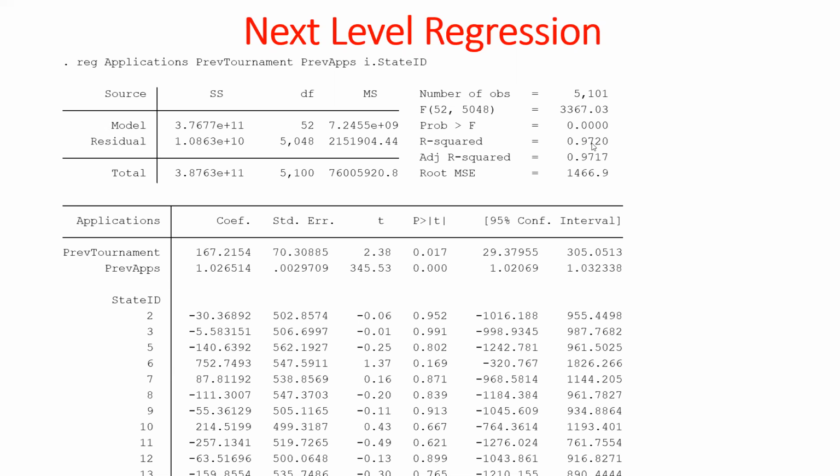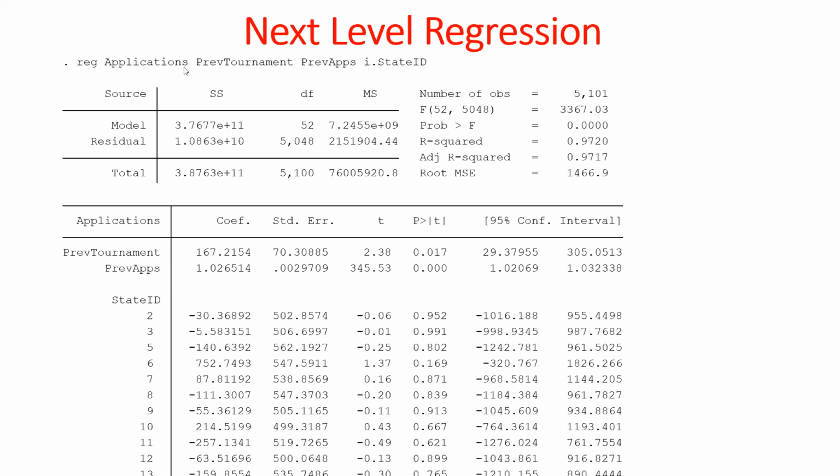And our R squared is still going to be pretty high because we got these important controls. Okay? So it looks like having some success in that tournament is going to increase the number of applications you receive. Now, my guess is probably a better model, I don't know because I don't have it been running. I don't have the results here in front of me.